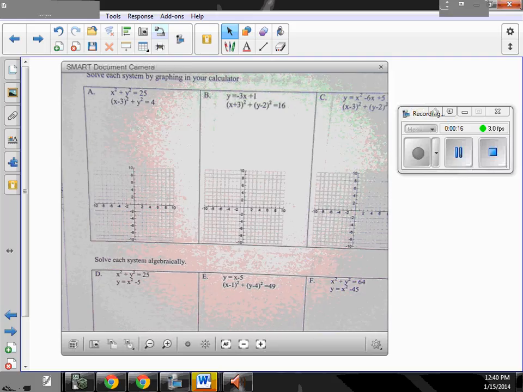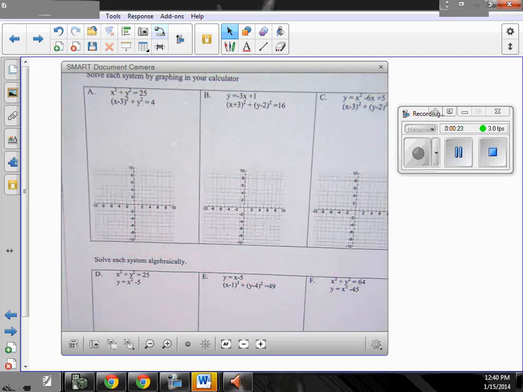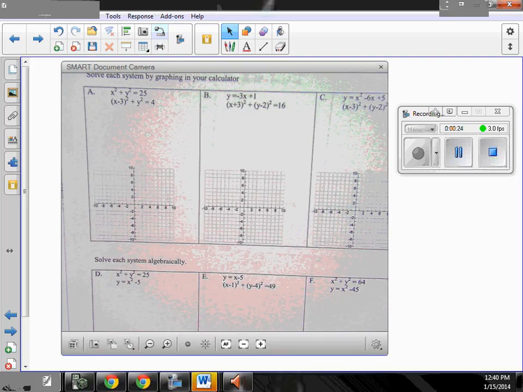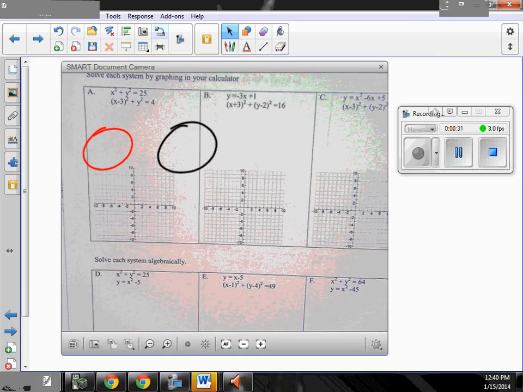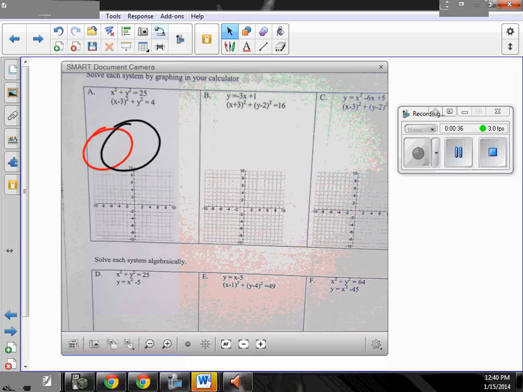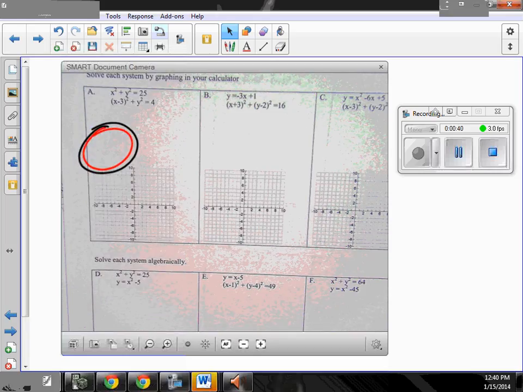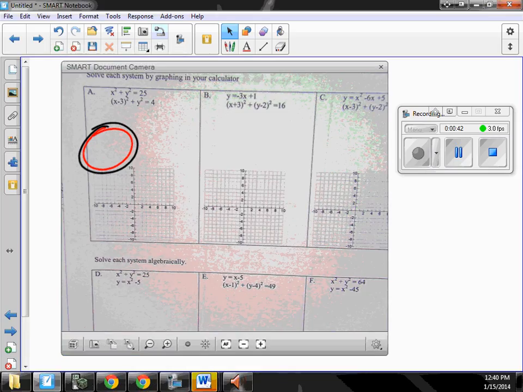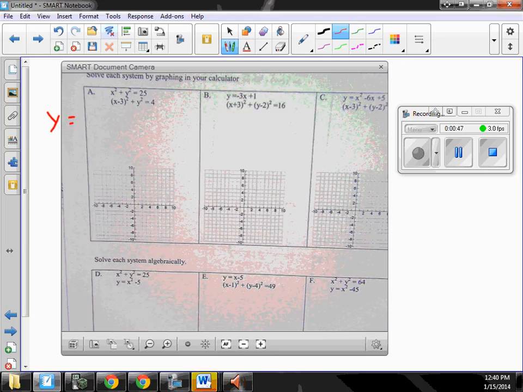Now, if I have two circles, how many times can two circles intersect? Once, or twice, or infinite. Good. So if I have two circles, there could be no solution, because they don't touch. They could touch once, they could touch twice, or, well, if they were the same size, they could touch an infinite number of times. Okay. So in order to graph these, you have to have y equals.